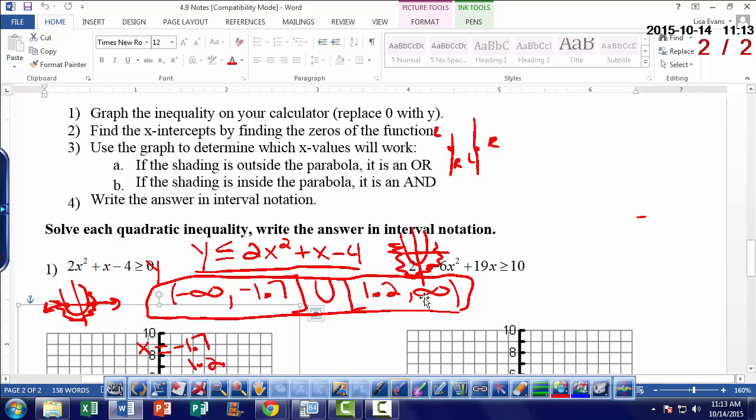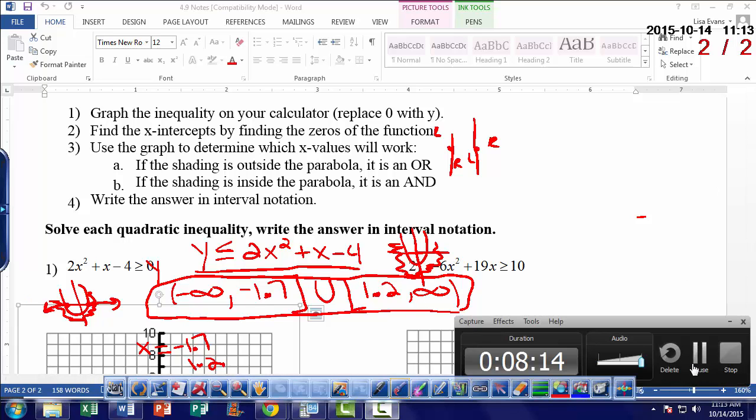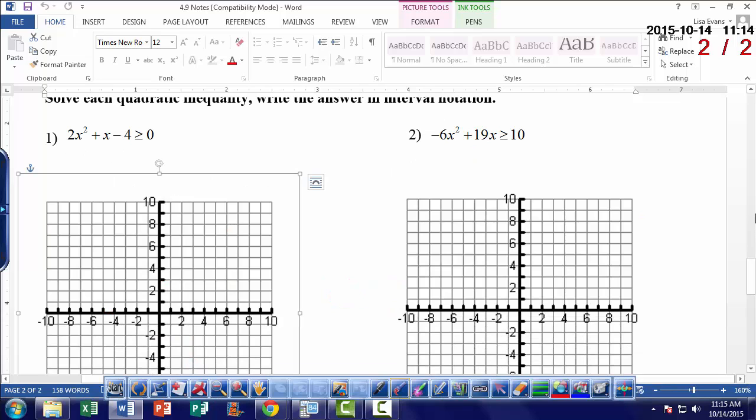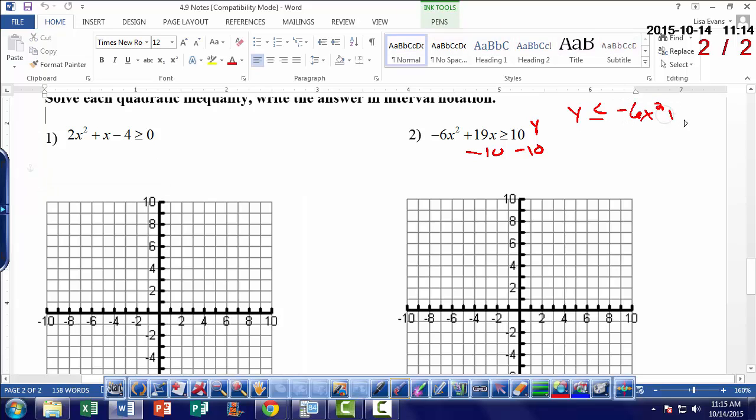Okay, we're going to go ahead and try the second one together as well, and then there's only one for you to try on your own. Okay, before I do that, notice this is not equal 0, so I need to go ahead and subtract 10 on both sides. We're going to replace 0 with y, so the inequality sign is going to be pointing towards the y, and we're going to get negative 6x squared plus 19x minus 10. This is what I'm putting into my calculator.